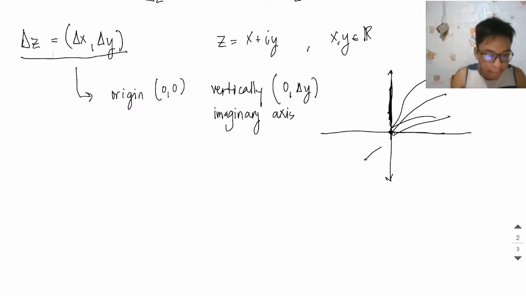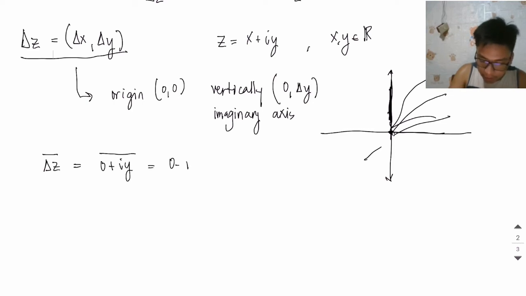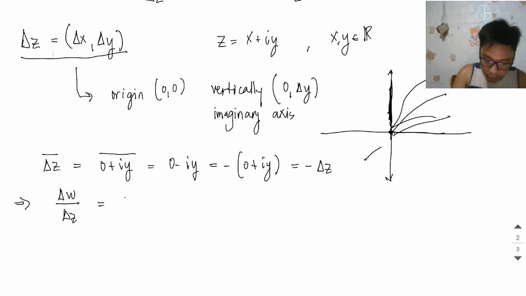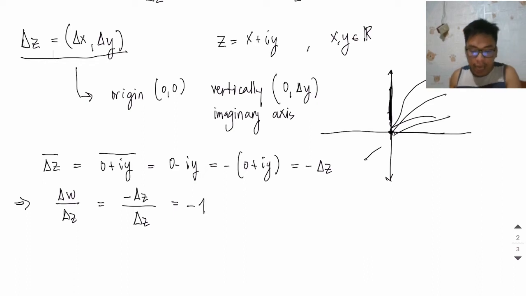So when it's the vertical manner, we assume that delta x is 0. So our delta z is 0 plus iy, and delta z bar is basically 0 minus iy. If you notice, this is just the same as negative of 0 plus iy, which is equal to negative delta z. This means that delta w over delta z is negative delta z over delta z, which is equal to negative 1. So that is when we work on the imaginary axis.